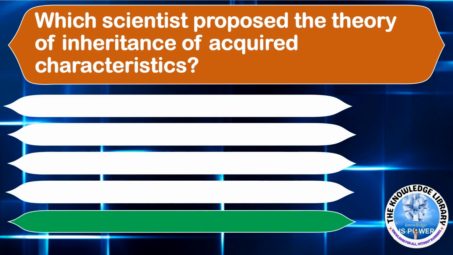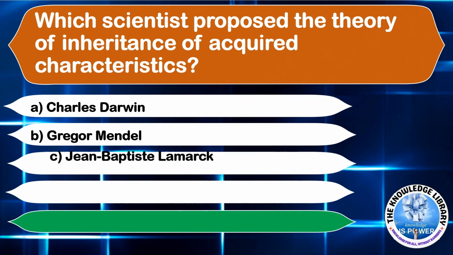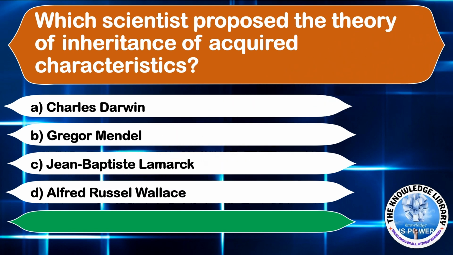The next question is, which scientist proposed the theory of inheritance of acquired characteristics? Option A, Charles Darwin. Option B, Gregor Mendel. Option C, Jean-Baptiste Lamarck. Option D, Alfred Russel Wallace. Answer is option C, Jean-Baptiste Lamarck.